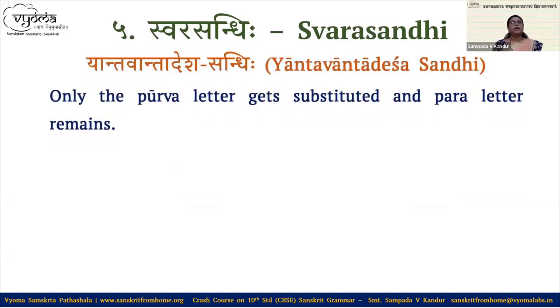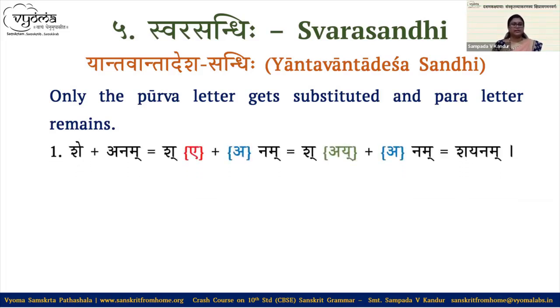Next, now let's see. Only the Purva letter gets substituted and the para letter remains the same, as in Yana Sandhi. Now, how does it change? This is also a little tricky when you need to go the reverse way. That time also you should identify this Aya and Ava in the end result of the Sandhi. Then only you can identify that it is Yanta Vanta Desha Sandhi. Now, how? She plus Anam. Now, she is what? Sha plus A plus Anam. So A is there, that's why A changes to I. So Sha plus I becomes Shaya. Shay plus Anam, Shayanam.